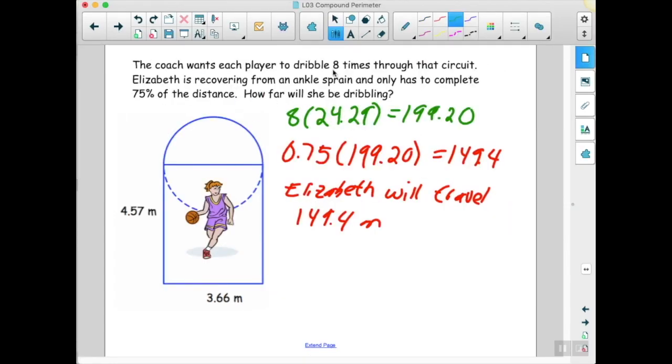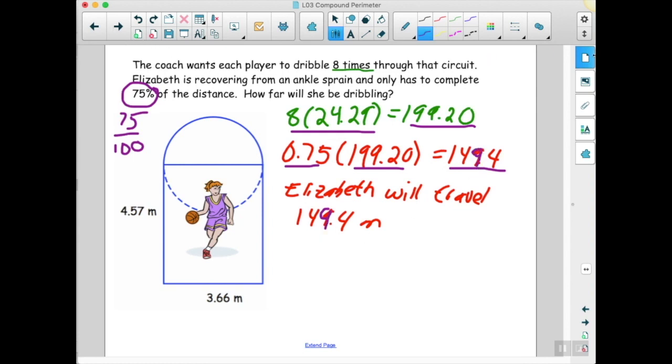The coach wants him to dribble 8 times. So 8 times 24.29 is 199.2 meters. But Elizabeth's not required to go the whole distance. She only has to go 75% of the distance. And remember, that's 75 out of 100, and that's 0.75. So 0.75 times 199.2 gives 149.4. So Elizabeth only has to travel 149.4 meters.